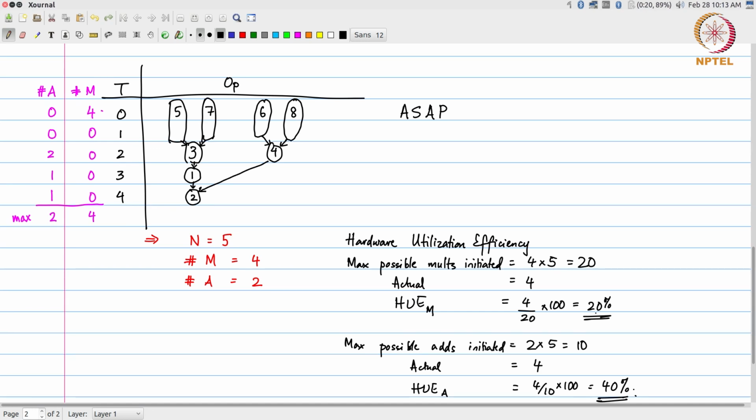What is the ideal efficiency I would like to see? 100%. In other words, if I have a piece of hardware, on every clock cycle it should be doing useful work. That is my ideal goal. In some sense, this is a good way of straight away saying, is my architecture optimal or not?